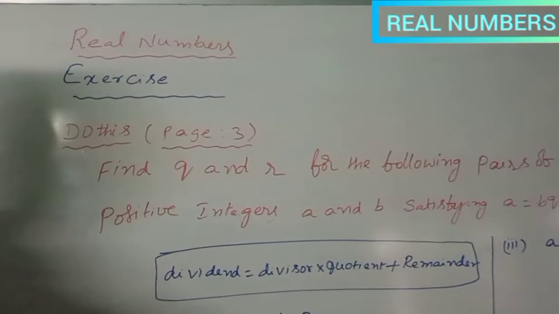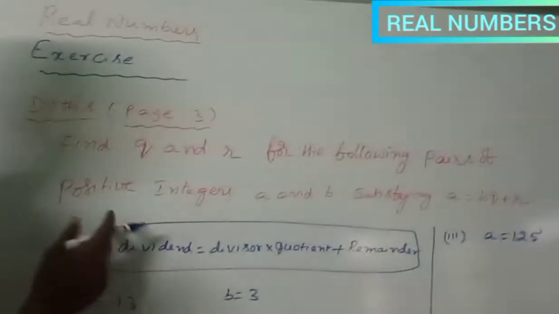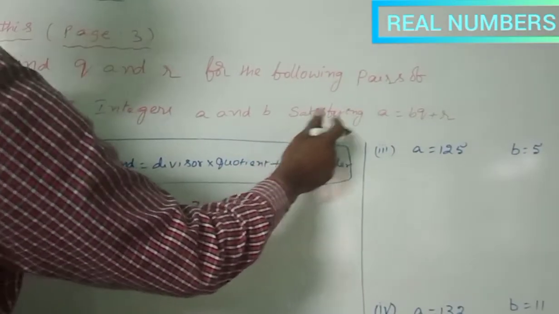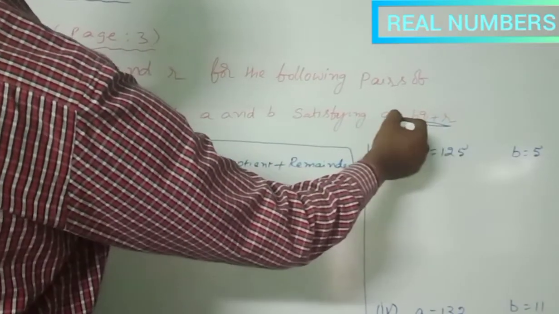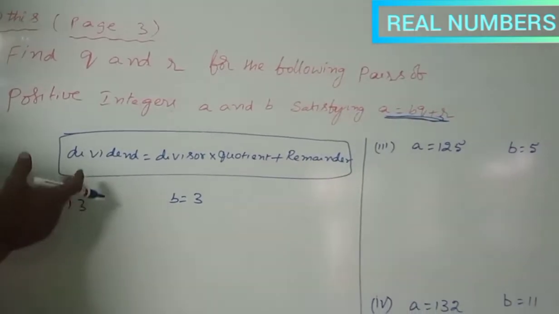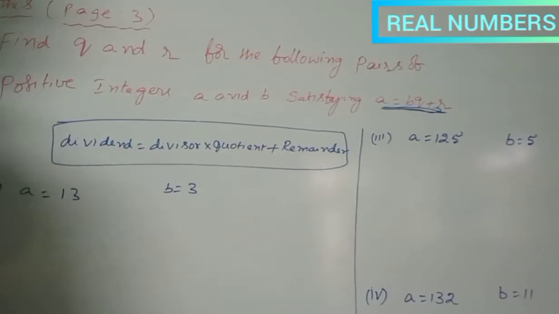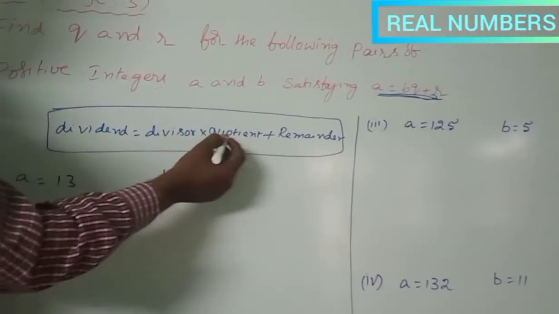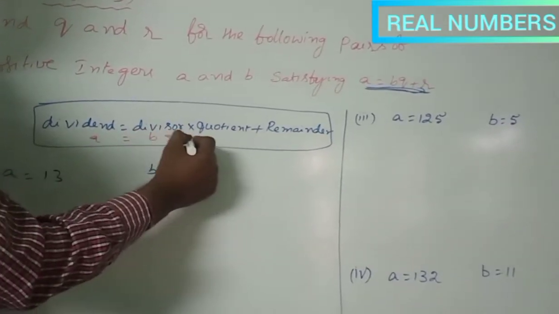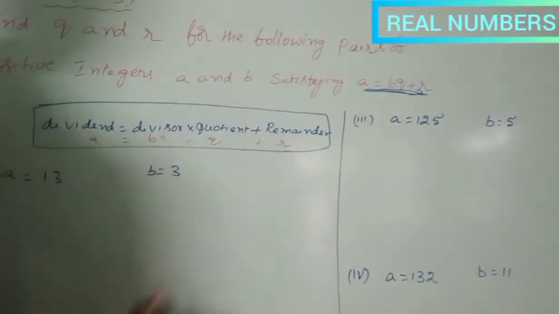Do this, page number 3. Find Q and R for the following pairs of positive integers A and B, satisfying A is equal to BQ plus R. Already we know that dividend is equal to divisor into quotient plus remainder. That means A is equal to BQ plus R.